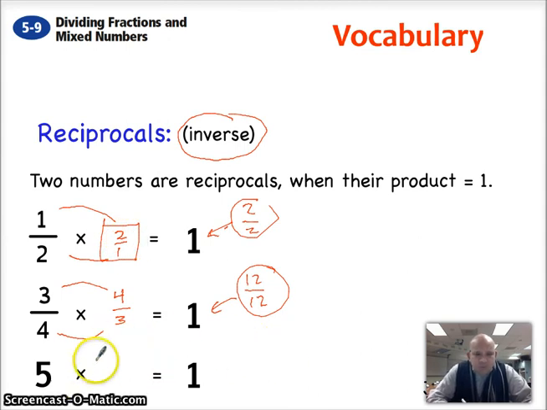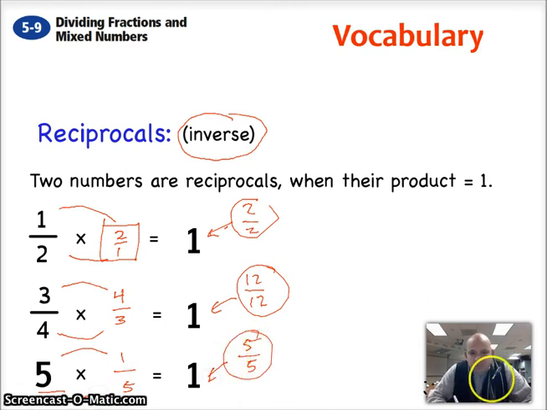Well, what's the reciprocal of 5? Well, 5, let's make this into a fraction, 5 over 1, is the reciprocal of 1/5. We prove that by multiplying the top and the bottom. We have 5 over 5, which again is 1. A reciprocal can be found by just flipping it.